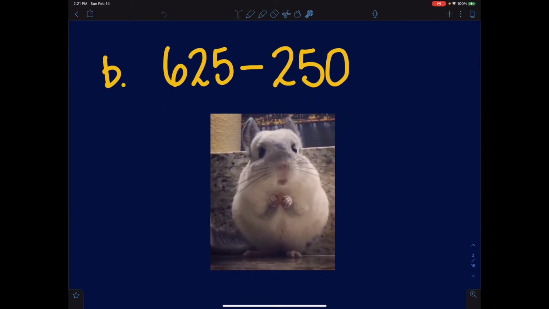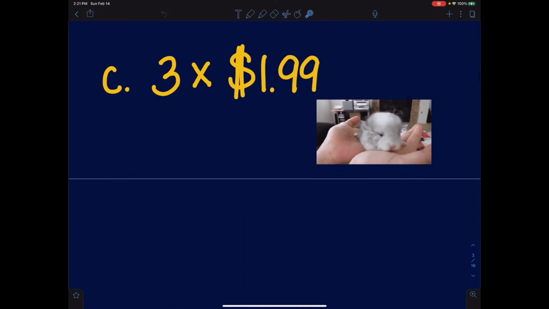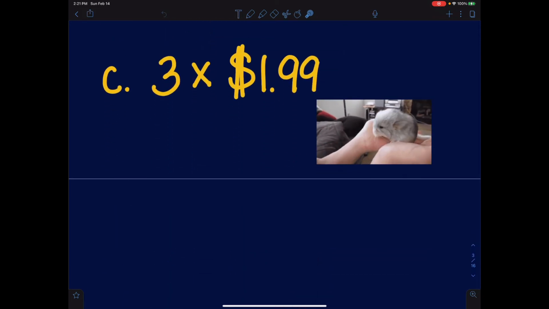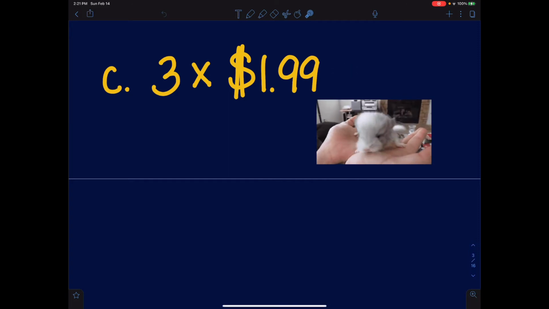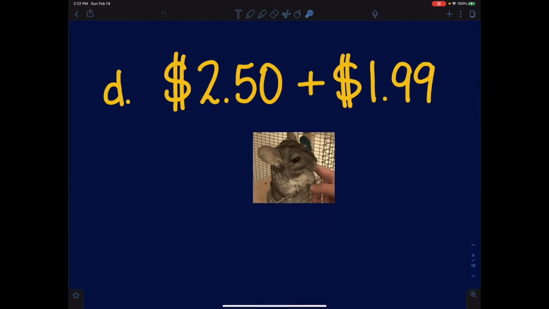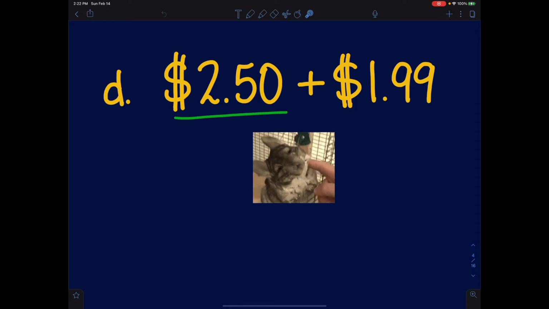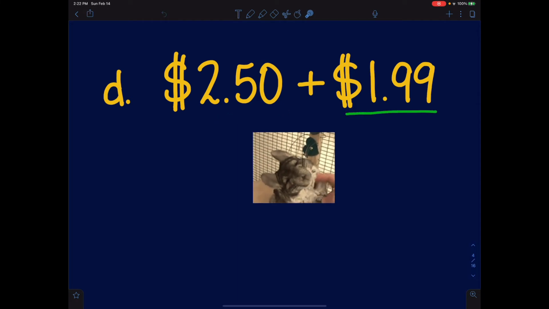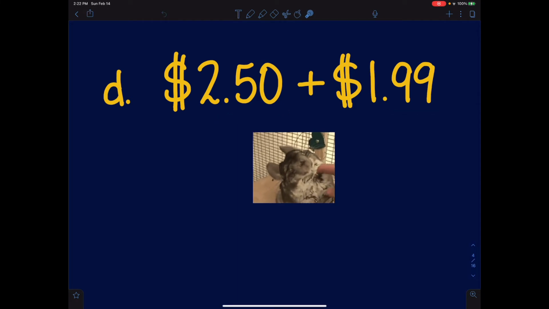What about B? Do 625 minus 250. Write your answer. C. What is 3 times $1.99? 3 times $1.99. D. What is $2.50 plus $1.99? Looks like that little chinchilla is enjoying that scratch, huh?